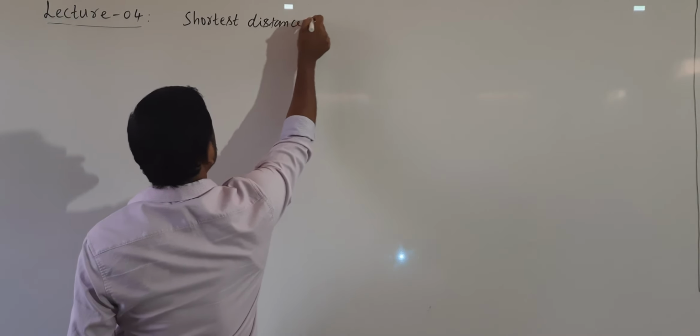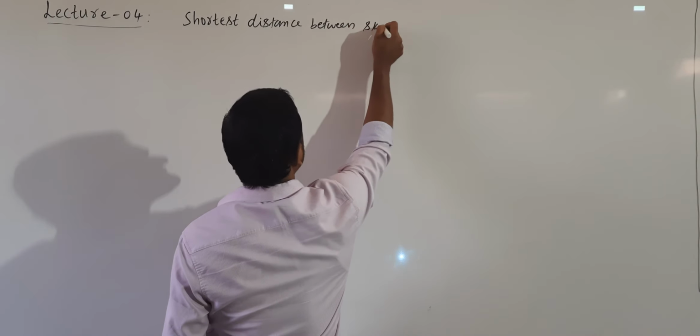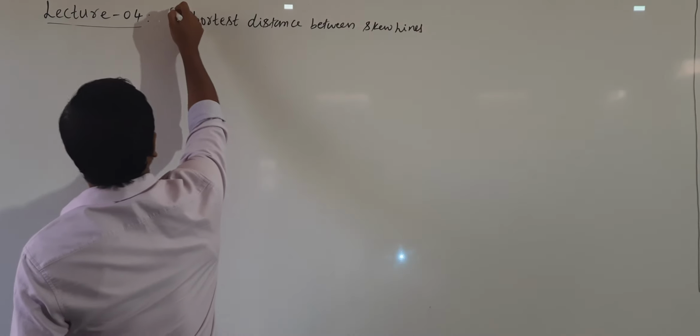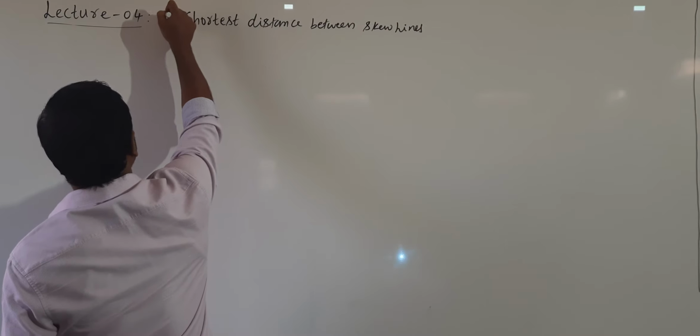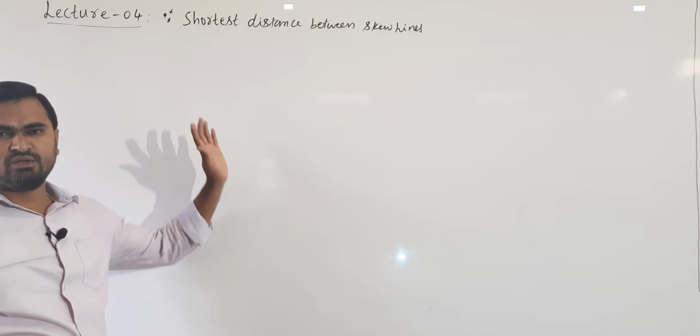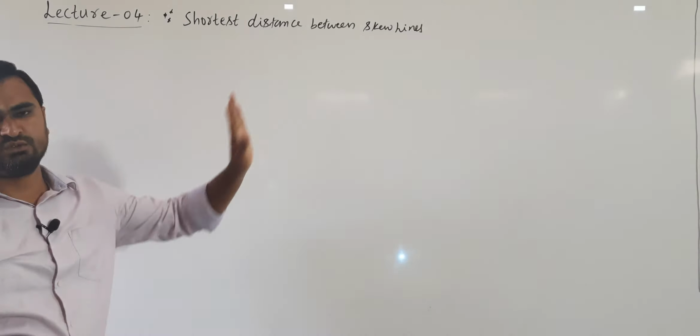Shortest distance between skew lines. So, derivation is important. For 5 marks type of question, this derivation may be asked. Derive the shortest distance between the skew lines.